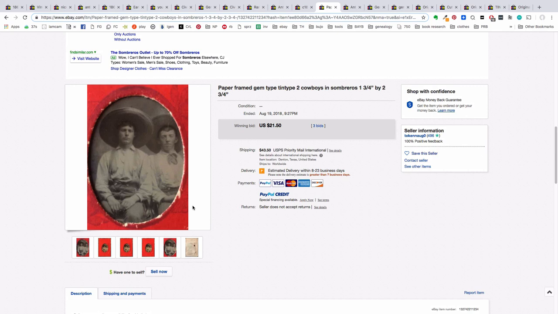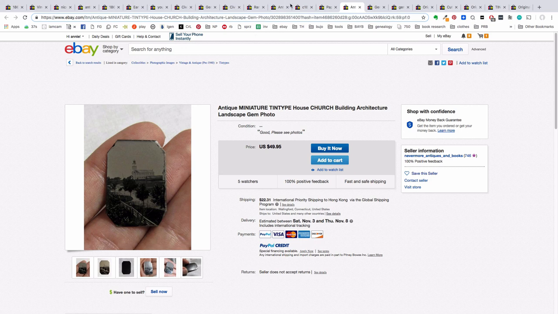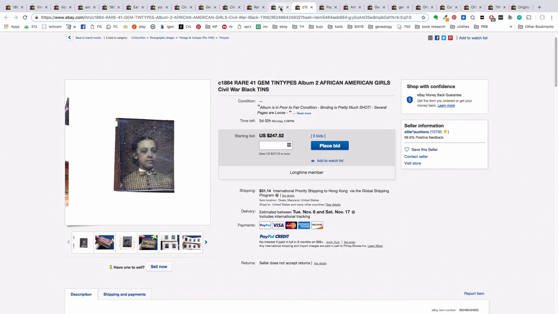If you find a photo from the town or near the town that you're interested in or live in or have family from, that can boost your interest in something like this. So, sorry, these aren't in the right order.